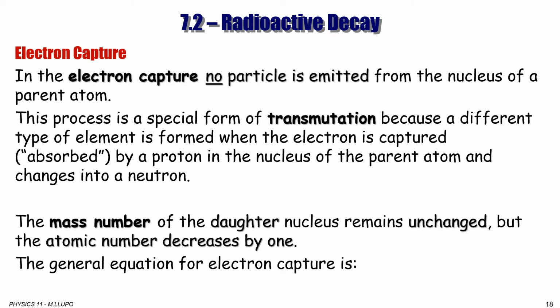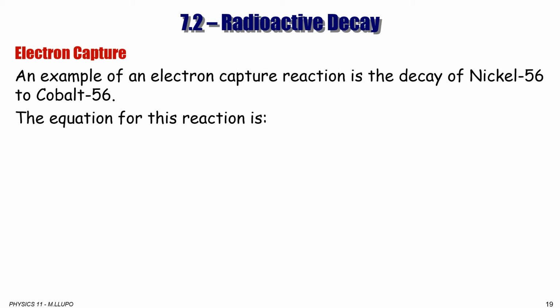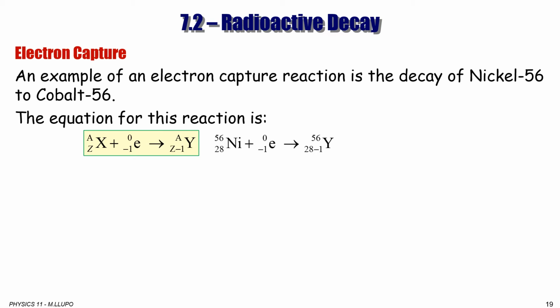So the generic equation of electron capture is: we have a parent element with atomic mass A and atomic number Z capturing an electron, so the mass will not change, but the atomic number will decrease by 1. An example of an electron capture reaction is the decay of nickel 56 into cobalt 56. So the equation is X with A and Z plus an electron with 0 mass and -1 charge will become a daughter element with the same mass but with the atomic number reduced by 1. So nickel 56 with 28 will produce a daughter element which is 56 but with 27, and in 27 you see there's cobalt as an element.